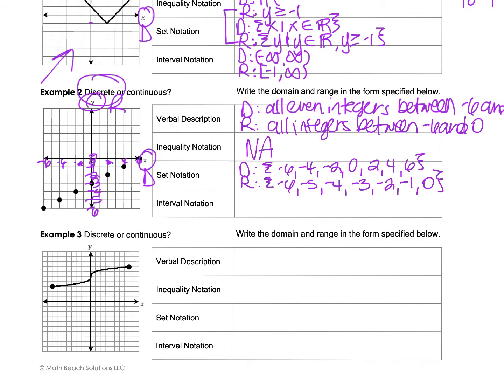So when it's discrete here, you're just listing out those values that you have on your graph, because it's not continuous. It's not in between each little whole number integer there. Interval notation, same thing as the inequality notation. We're not able to have an interval notation because it is just those integers, those numbers. So that one was pretty easy.